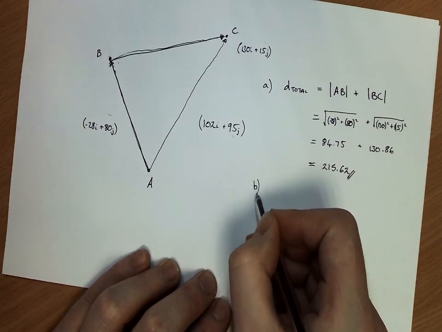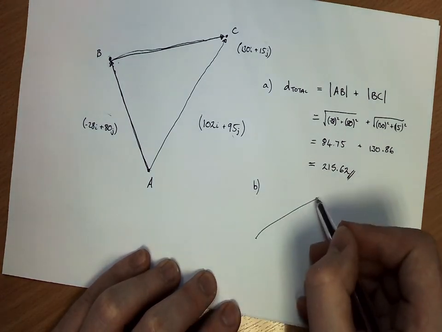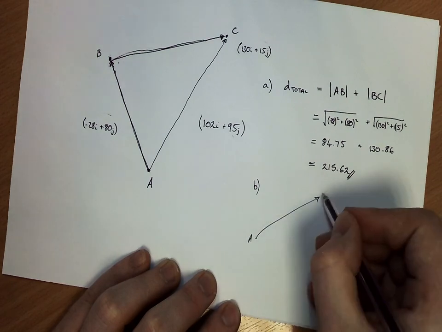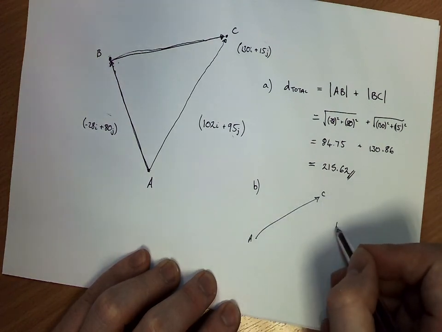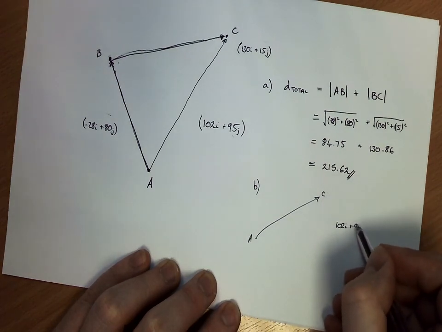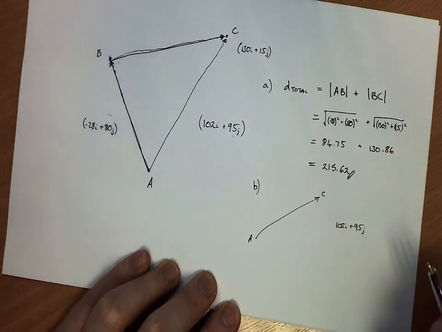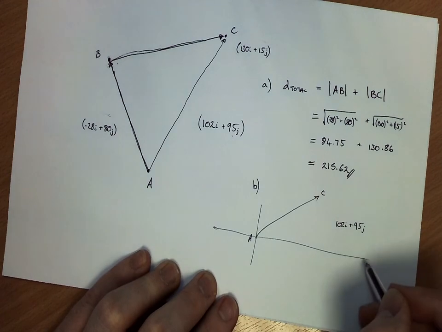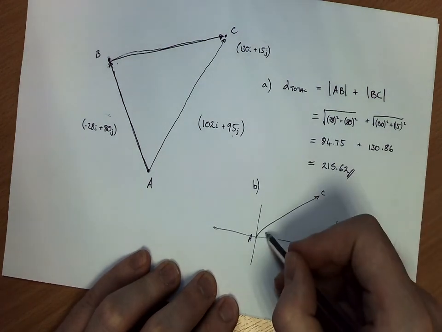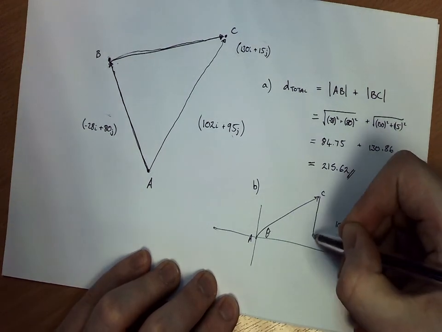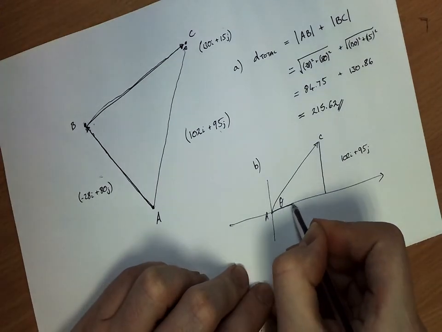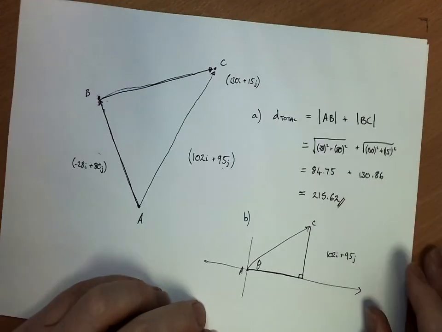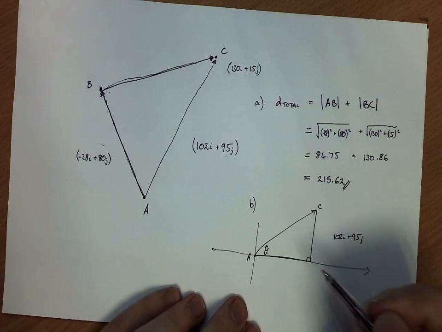So in part B, I have this vector that looks something like this, AC, which is 102i plus 95j. They want us to work out the angle this vector is making with i. So they want you to work out this angle here. So I'm going to draw a right angle triangle, and I need to work out this angle.